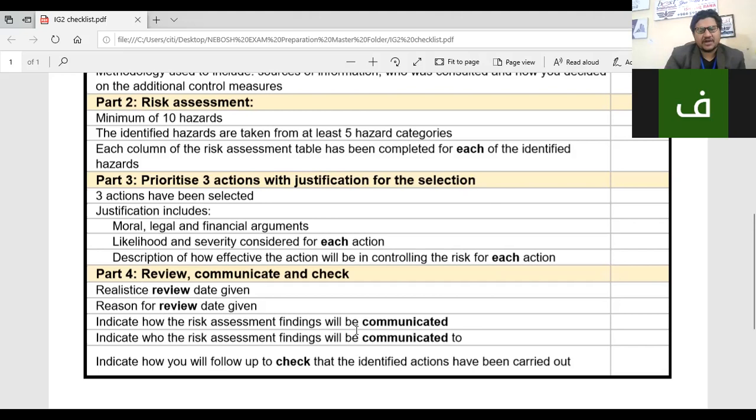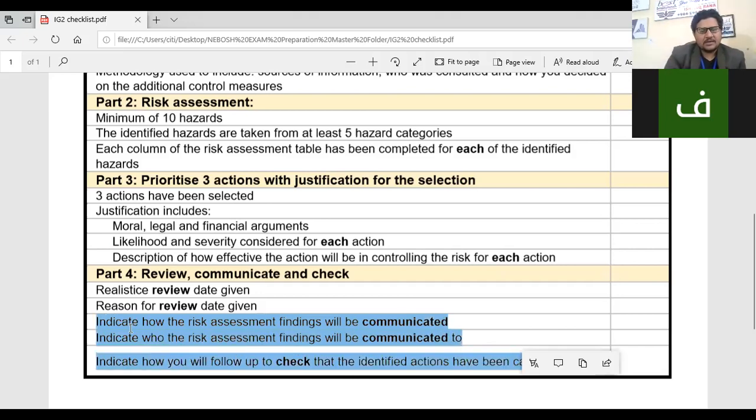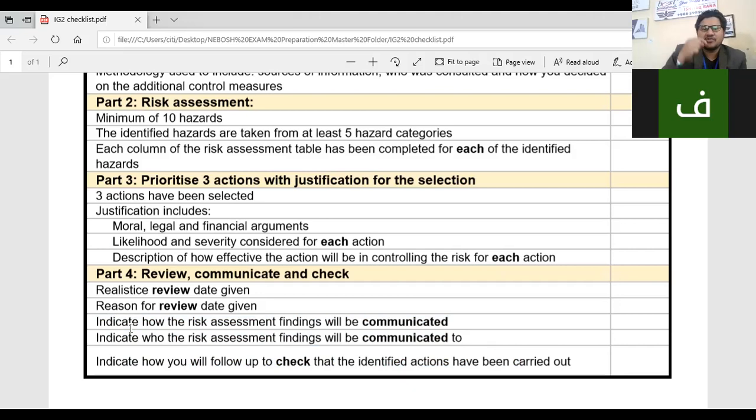indicate how the risk assessment findings will be communicated, indicate who the risk assessment findings will be communicated to, indicate how you will follow up to check that the identified actions have been carried out. So these 3 points, again, you don't tick until you double check. That is why the self-review of your risk assessment project is so important.